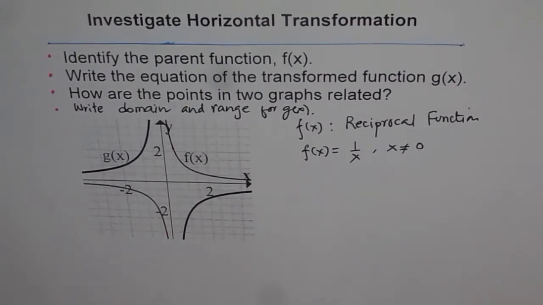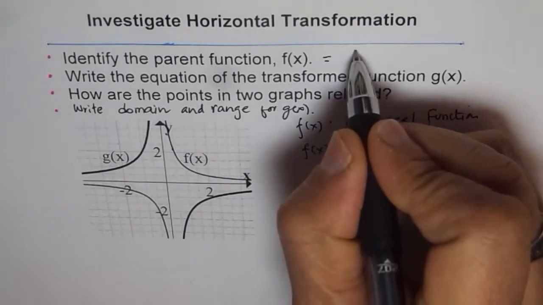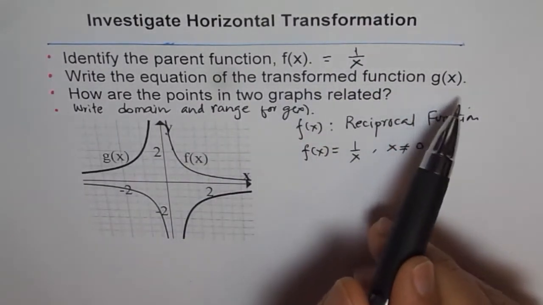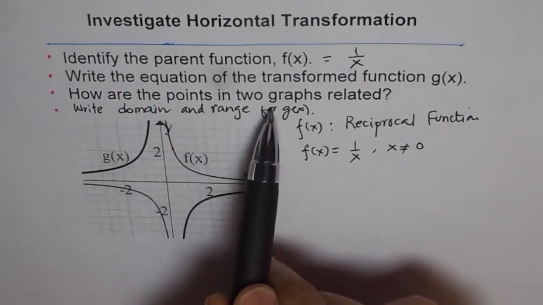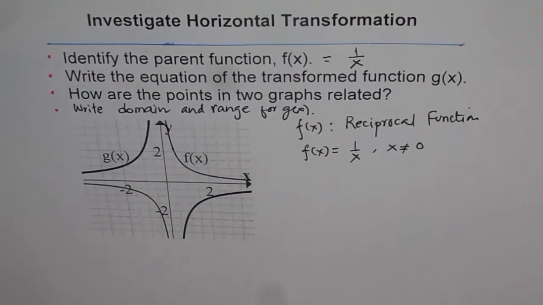Now we need to identify the parent function, which we have done. So we'll say parent function f of x is 1 over x. Now write the equation for transform function g of x. How are the points in the two graphs related? And write domain and range for g of x. Now let's look into how to write the equation for the transform function.